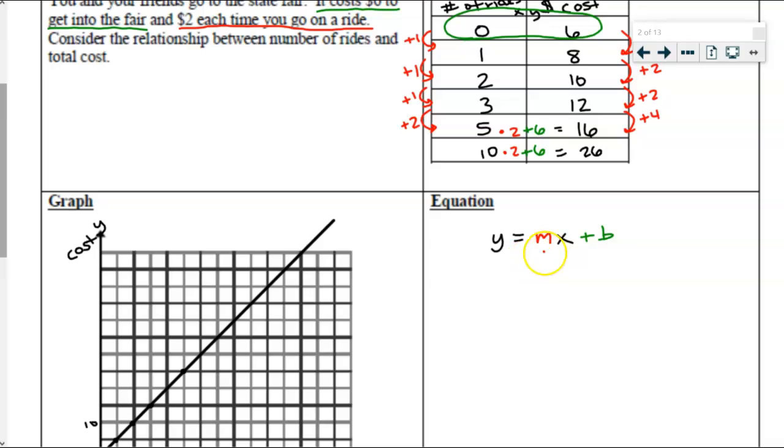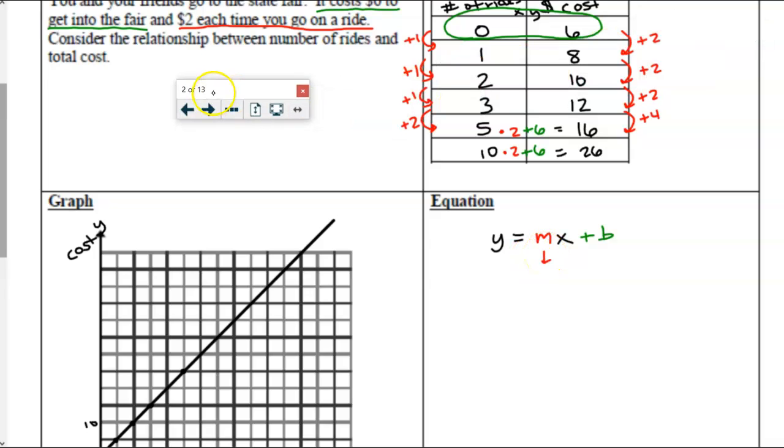M represents the slope. What is the slope? 2. It's 2. You can say 2 over 1 if you want to. You can just say 2, because 2 over 1 does simplify to 2, and that's fine. So y is equal to 2x. But it's not exactly multiplying by 2. We also had to add $6 just to get into the fare, so that b value, that y-intercept, is plus 6.